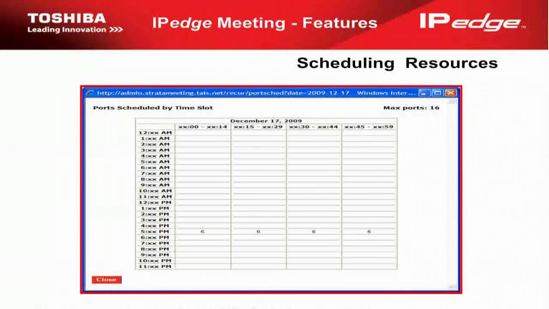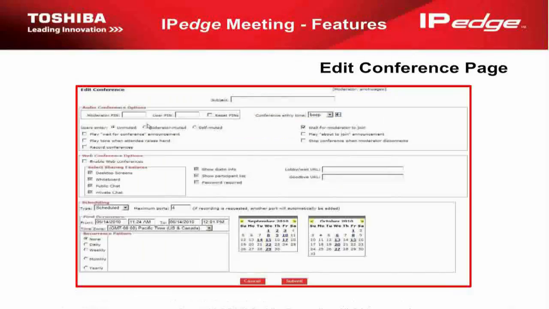The Resources Scheduled by Time Slot page shows the resources scheduled for the selected date for the entire system. The moderator can use this page to identify potential scheduling conflicts with other moderators on the system. The Edit Conference page allows the user to edit an existing conference. Take a moment to pause the presentation to review the different parameters that can be edited for a conference.